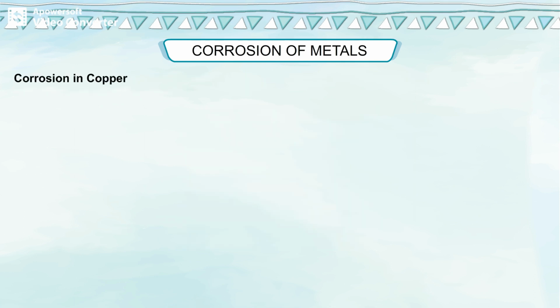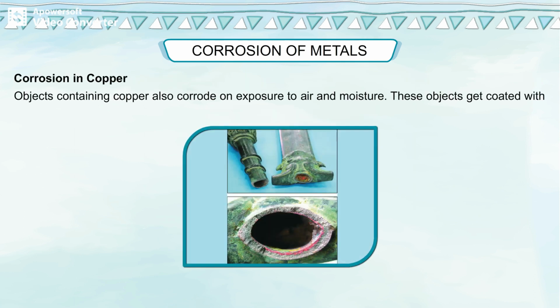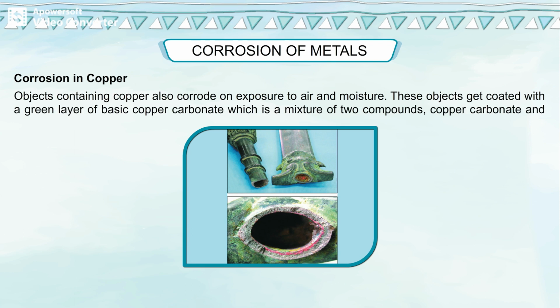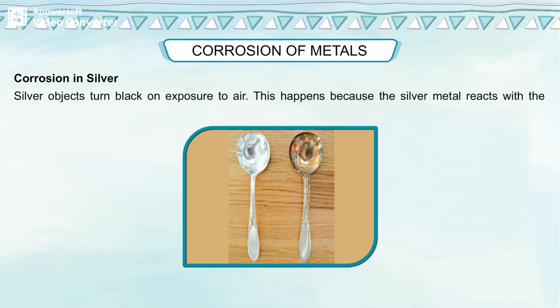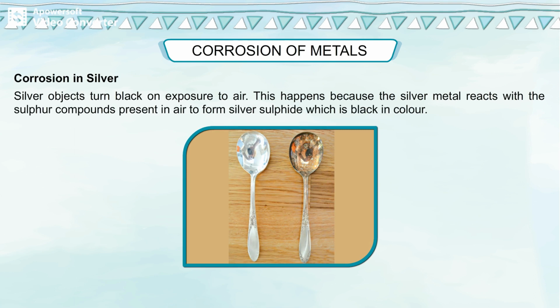Corrosion in copper. Objects containing copper also corrode on exposure to air and moisture. These objects get coated with a green layer of basic copper carbonate, which is a mixture of two compounds, copper carbonate and copper hydroxide. Corrosion in silver. Silver objects turn black on exposure to air. This happens because the silver metal reacts with the sulfur compounds present in air to form silver sulfide, which is black in color.